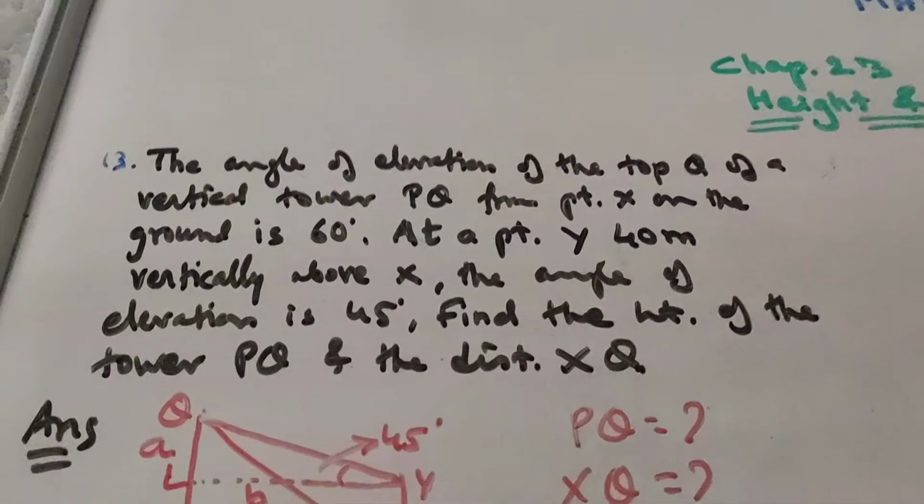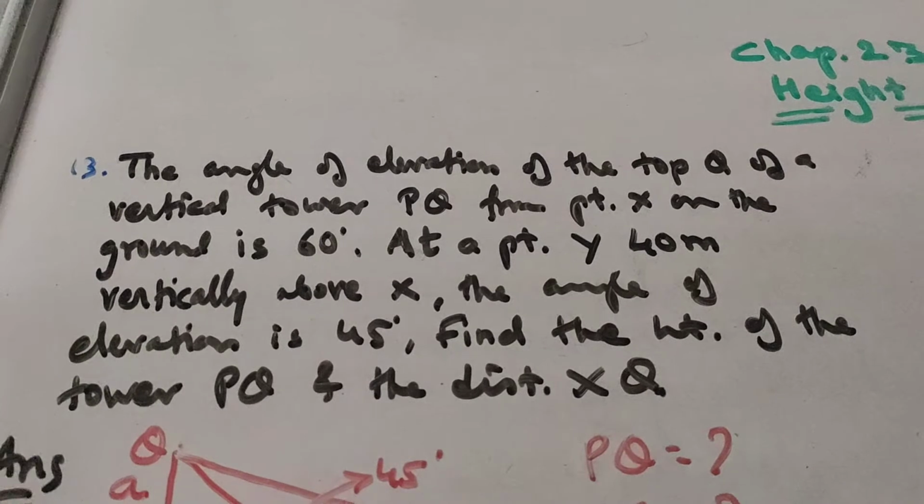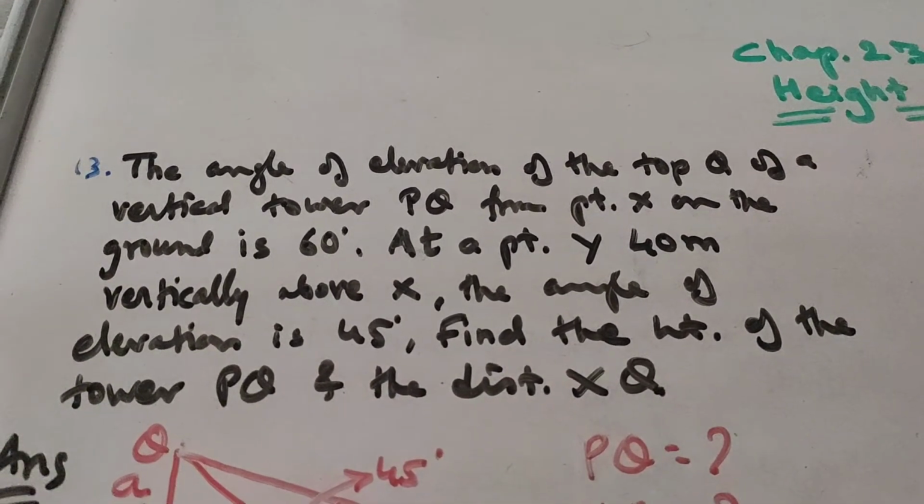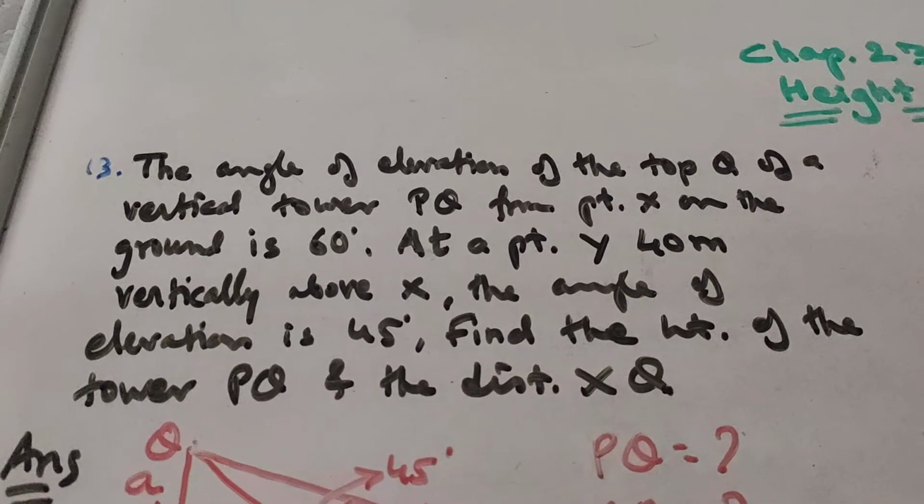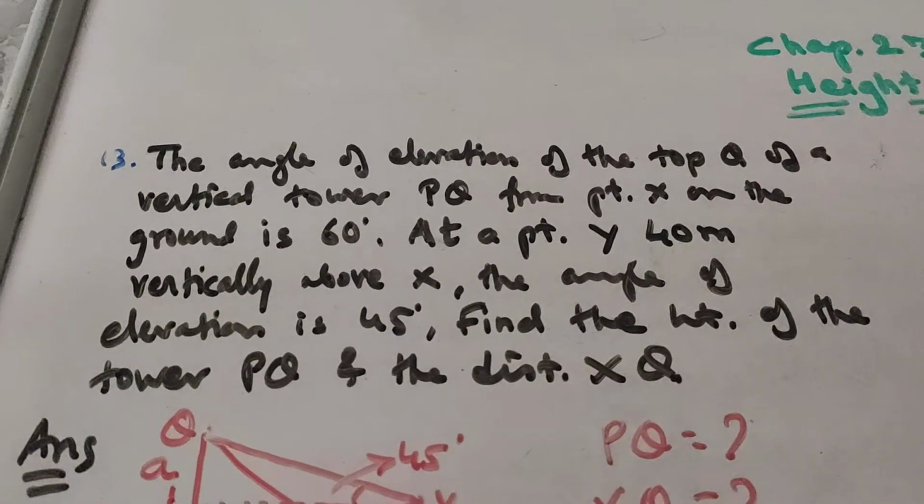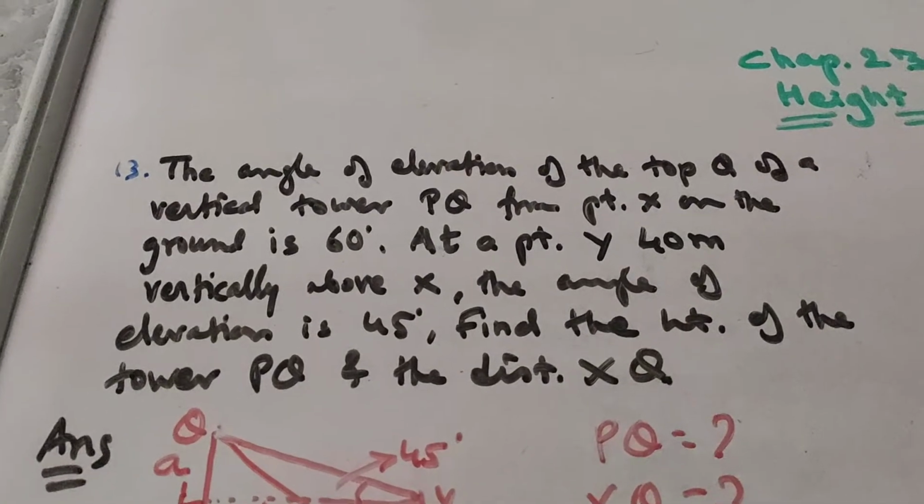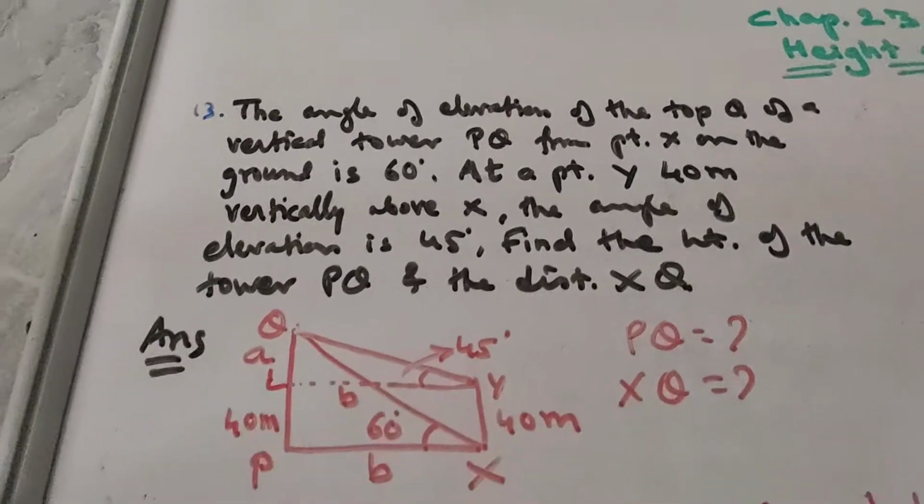Sum number 13. The angle of elevation of the top of a vertical tower PQ from the point X on the ground is 60 degrees. At a point Y, 40 meters vertically above X, the angle of elevation is 45 degrees. Find the height of the tower PQ and the distance XQ. So we require to draw the diagram.